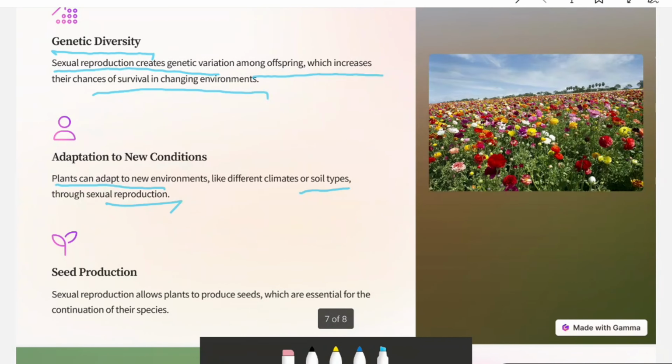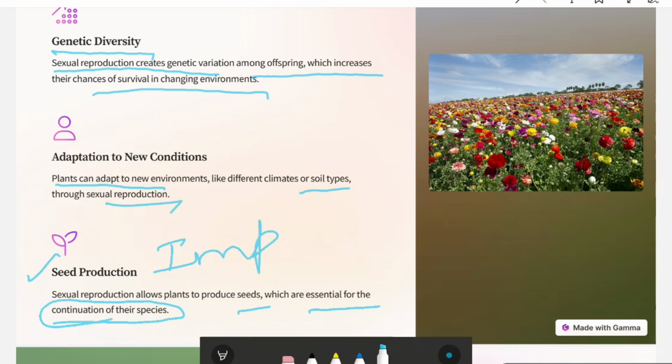The last one is very important: seed production. Sexual reproduction allows plants to produce seeds. Why? Because it is essential for the continuation of the species. This is a very important part, that the importance of sexual reproduction is to produce seeds which will help in the continuation of the species.